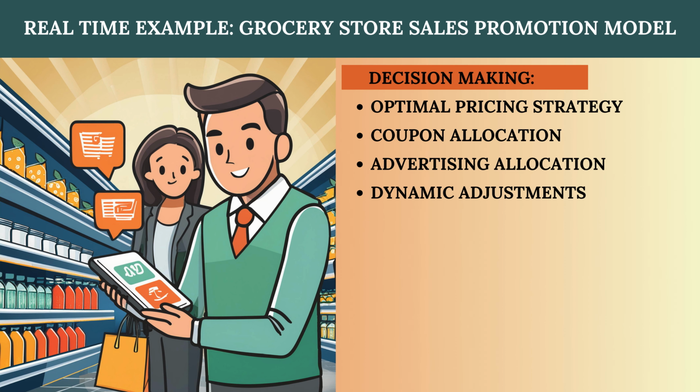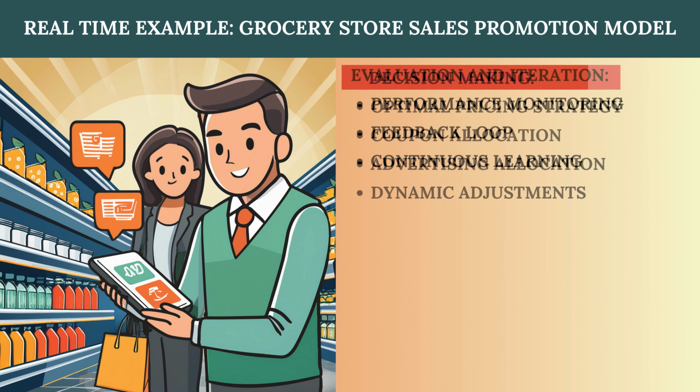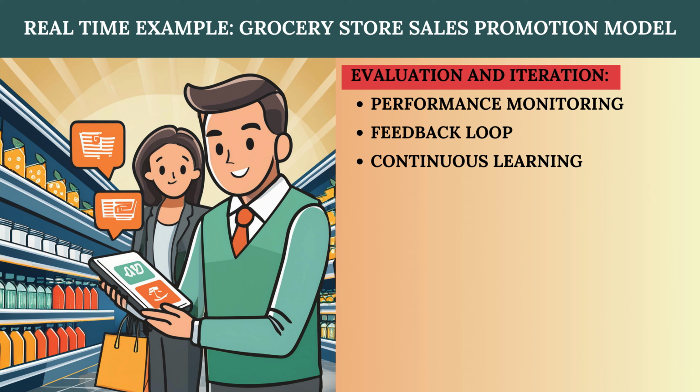Decision-making includes optimal pricing strategy, which uses the model to determine the most effective pricing strategy for different products and customer segments. Coupon allocation allocates coupons based on predicted customer behavior to maximize redemption rates and sales uplift. Advertising allocation allocates advertising budget across different channels, for example digital and print, based on predicted ROI. Dynamic adjustments continuously monitor sales performance and adjust promotion strategies in real time based on emerging trends and insights from the model. Finally, evaluation and iteration.